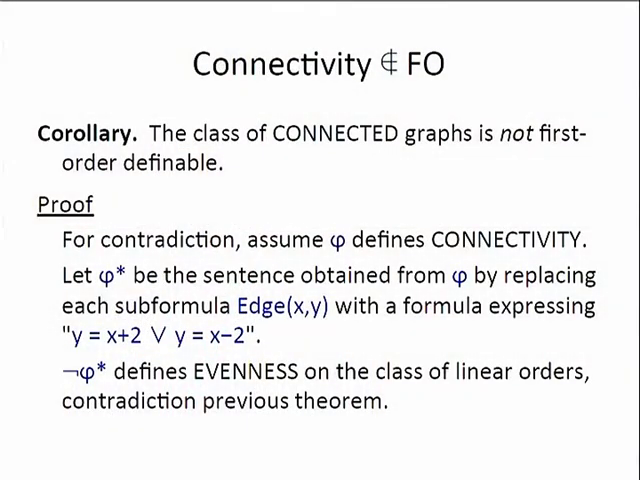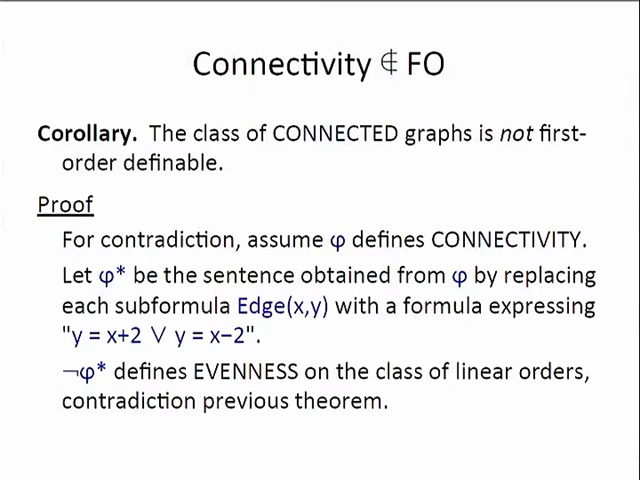Okay, so now here's our proof using this little observation that the class of connected graphs is not first order definable. Toward a contradiction, let's assume we have some sentence phi which defines connectivity. So I'm going to define a different sentence, phi star, by replacing each subformula of the form edge between x and y, each of those atomic formulas in phi, with the formula which says that either y is x plus 2 or y is x minus 2 cyclically, in this linear order.